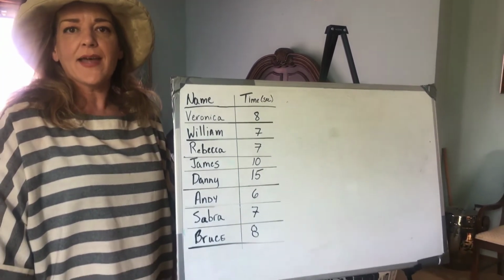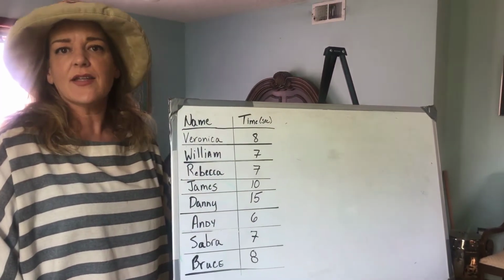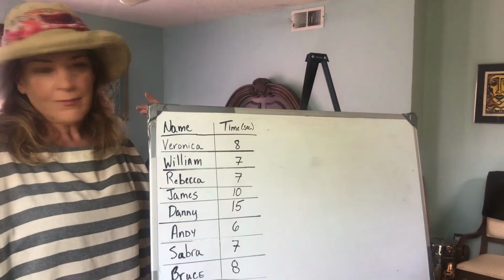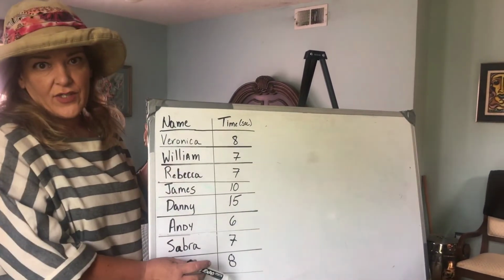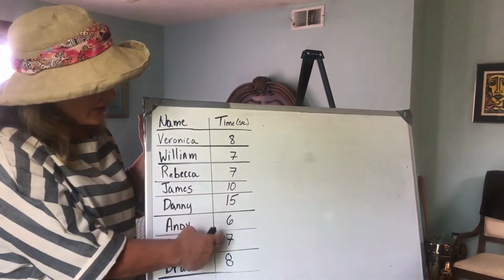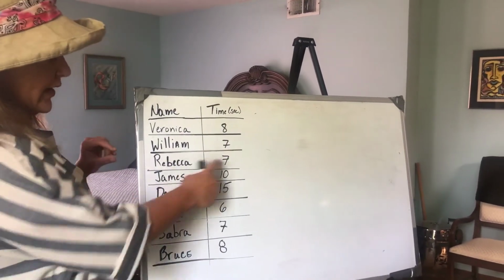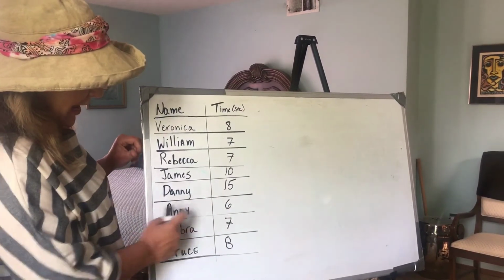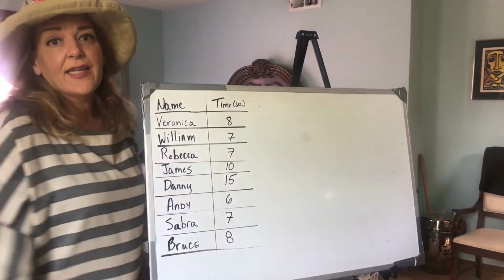Okay, so you might be asking, what's the point in this? Why do I need to know the mean, the mode, and the median of a data set? Well, here I have an example. Let's say you were on a track team, and there's 8 people on the track team, and you all run the 50-yard dash. These are your 50-yard dash times. Veronica runs it in 8 seconds, William in 7 seconds, Rebecca in 7 seconds, James in 10 seconds, Danny in 15 seconds, Andy in 6 seconds, Sabra in 7 seconds, and Bruce in 8 seconds.